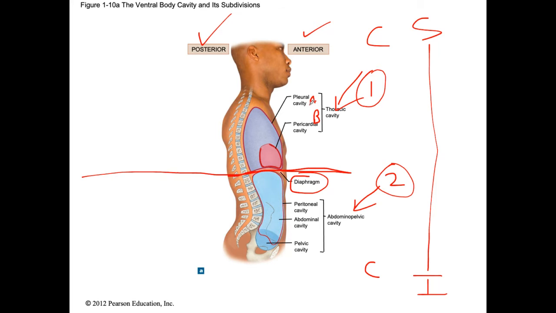You have a pleural cavity, which is surrounding the lungs, with pericardial, cardial for heart, surrounding the heart. Then we have an abdominal pelvic cavity. Okay, we're going to talk about the abdominal cavity, and then we'll talk a little bit about the pelvic cavity.